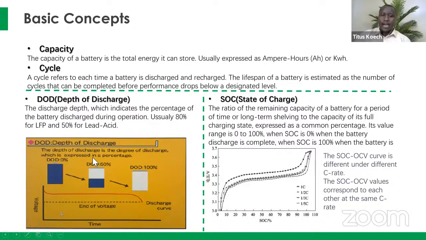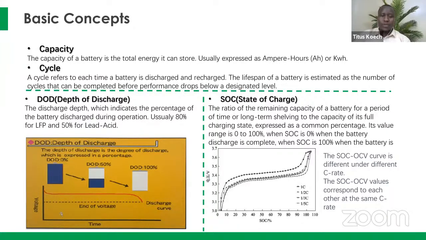Let me give an example. Let's say a lead acid battery of 200 ampere hours. That battery can only discharge to a maximum of 50%. So that is the maximum capacity you can actually get from that battery, and that factor is very important, because you also need to factor it into your design.